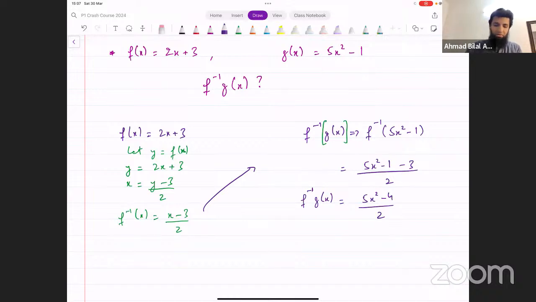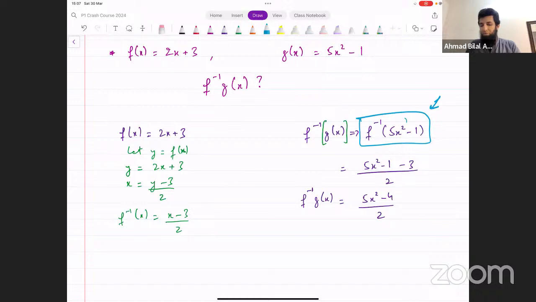It's the other way around. It's f inverse of g of x. So we have to input g of x inside f inverse. What's g of x? G of x is 5x squared minus 1. That's here. So now what we are saying is inside f inverse of x, you have to input 5x squared minus 1. So basically, in that inverse function, wherever you have x, you have to replace that with 5x squared minus 1. So it becomes 5x squared minus 1 minus 3 divided by 2. That's what you get from this. Okay, sir. Okay?